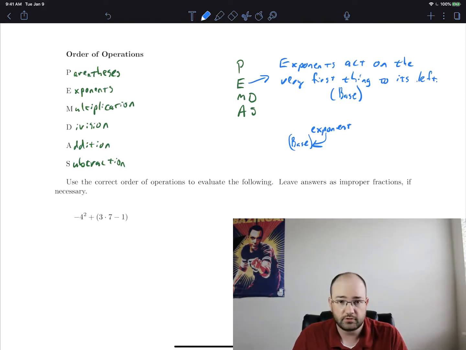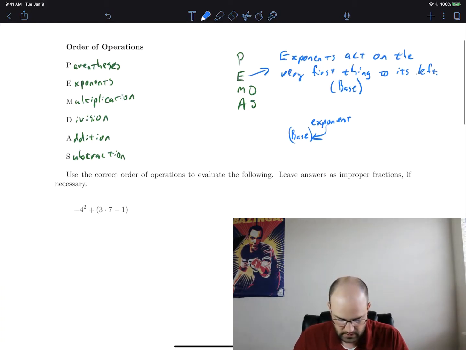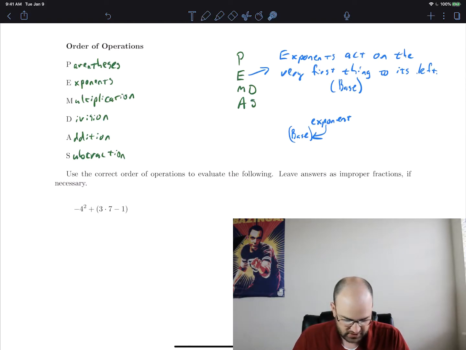Okay, so let's look at the question. Use the correct order of operations to evaluate the following. Leave answers as improper fractions if necessary. So if it does come down to it, I don't want a mixed number. I always want improper fractions. Alrighty, so our expression is negative 4 squared plus parentheses 3 times 7 minus 1.